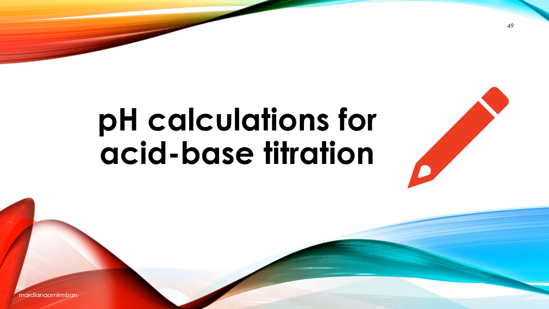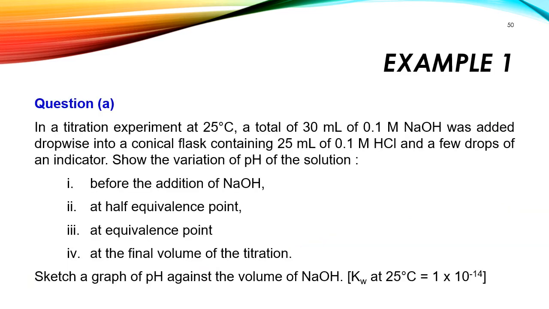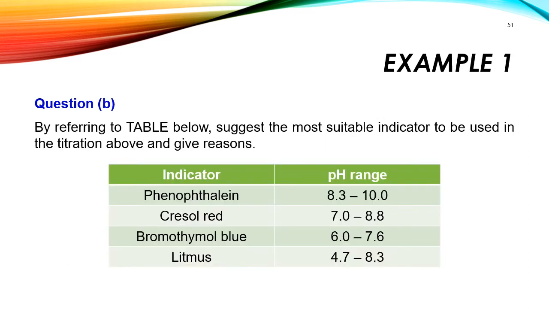Now, let's discuss how to calculate the pH in acid-base titrations. This is an example question on how to perform the calculations of pH of a titration. In this question, we have to calculate the value of pH and sketch the titration curve for the titration. This is the second question. In this question, we have to choose the most suitable indicator for the titration from a given list of indicators in the table.